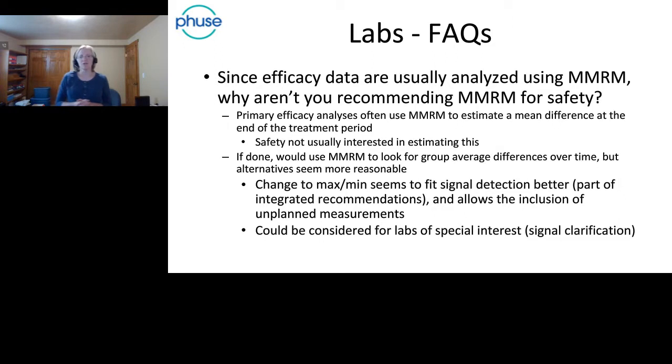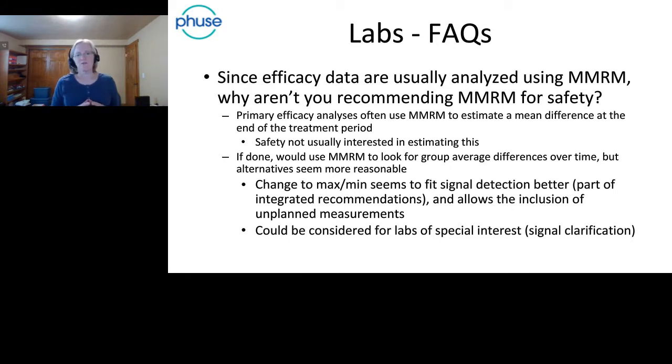Okay, another frequent question is that a lot of times when there's efficacy lab data, like when lab data is an efficacy primary outcome or a key secondary outcome, the mixed model approach, the MMRM approach, is used to analyze the data. So why wouldn't we just do that for safety? This is a common question from statisticians in particular.